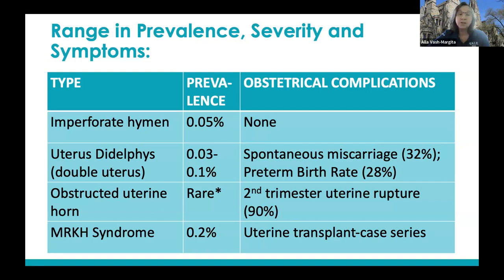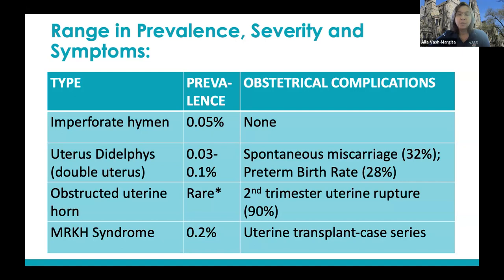Obstructed uterine horn, for example, is quite rare, but it can lead to second trimester pregnancy uterine rupture in 90% of cases, and that can lead to catastrophic internal bleeding and possibly death if care is not given on time.